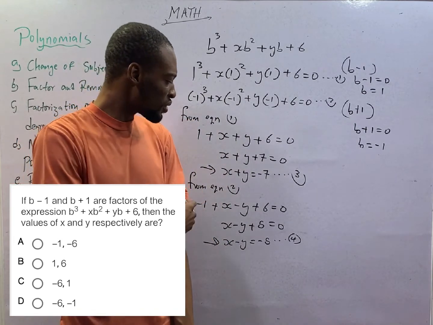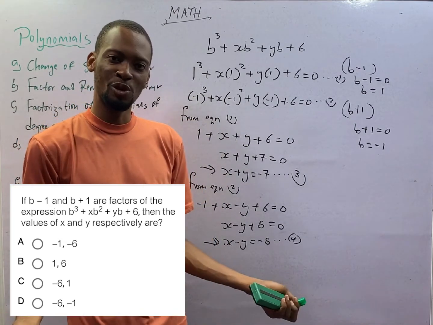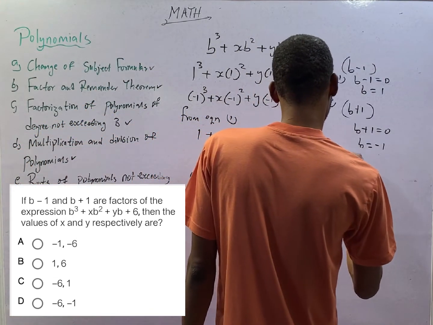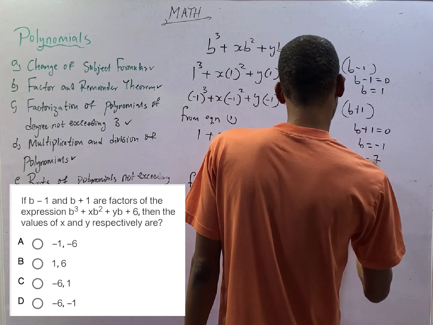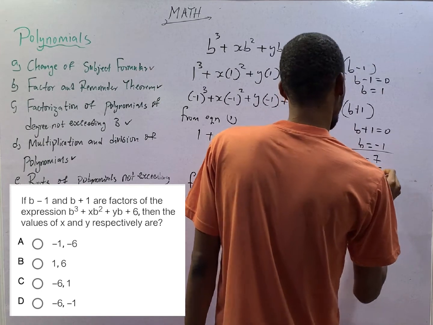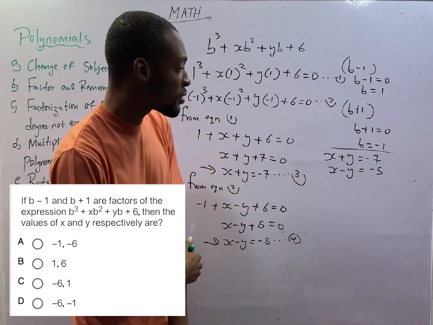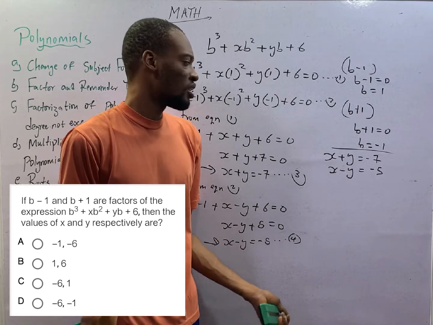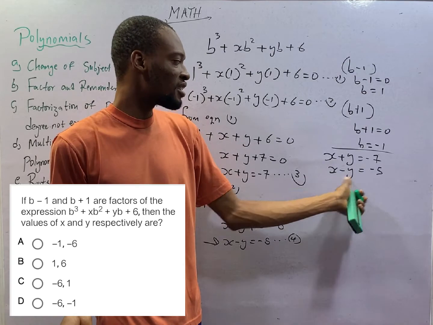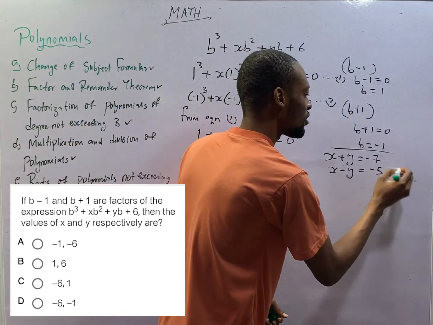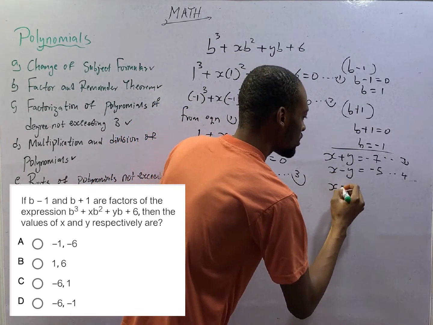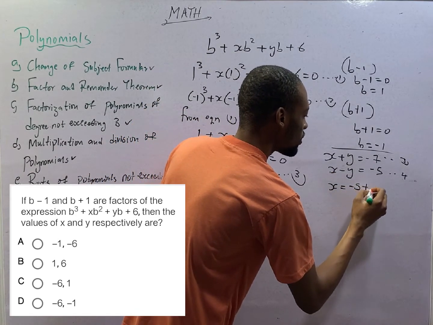Should I solve this simultaneous equation, or should I assume that I've already taught you? Okay, let me solve it. I'm solving s plus y is equals minus 7, and s minus y is equals minus 5. You can choose to make a subject from any of the equations. Okay, for me, let me make s the subject in equation 4. This is equation 4 and this is equation 3. If I make s the subject here, I will have s is equals minus 5 plus y.